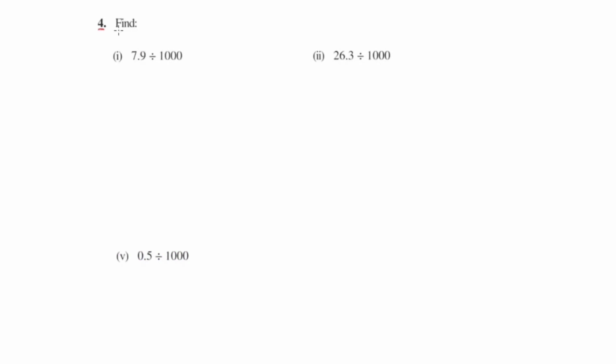In question number 4, we have to find the division of each part that is given in the question. But before starting this question, it is very important to understand that whenever a number is divided by a number which is a power of 10, the decimal in that number gets moved towards the right by as many places as there are zeros. Keeping this in mind, we can easily solve this type of question.